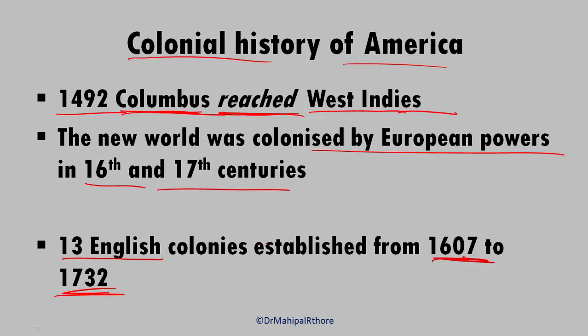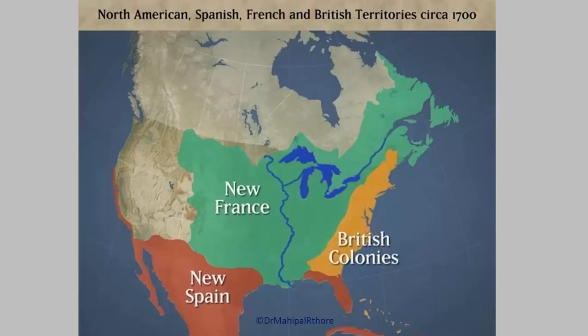Just have a look at this map. It shows the locations of the three large colonial powers around 1700 AD. Along the coast, here we have the British colonies. They were divided into 13 different colonies. Then in the south here we have Spain, somewhere around the areas of Mexico, Arizona and California here.